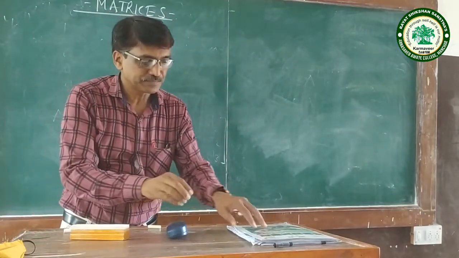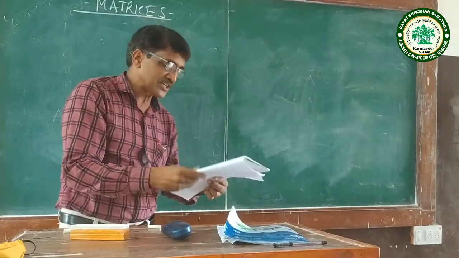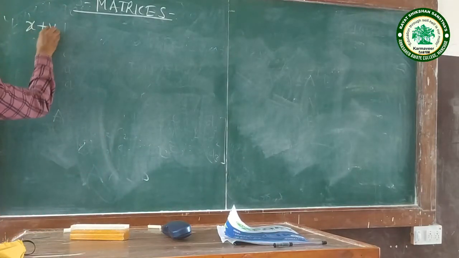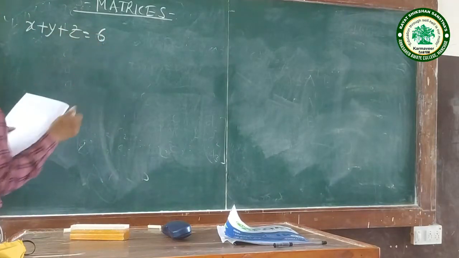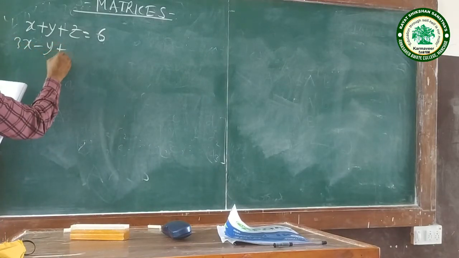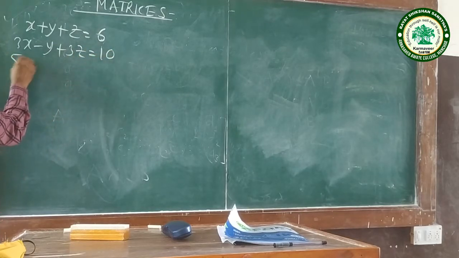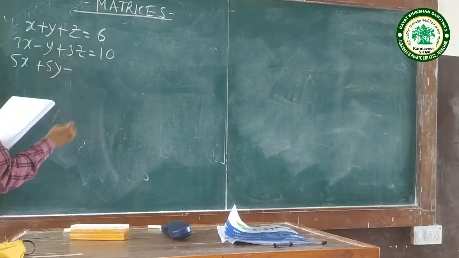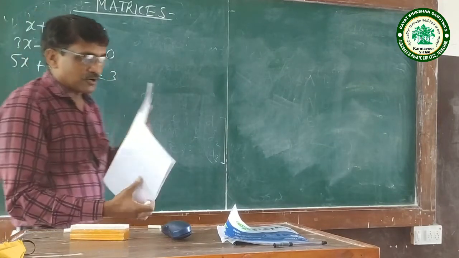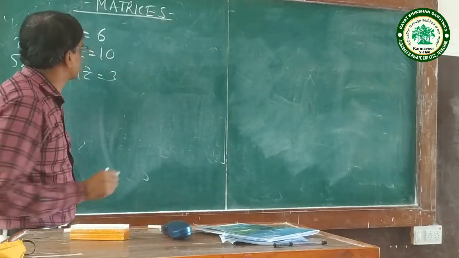Consider the three equations as x plus y plus z is equal to 6, 3x minus y plus 3z is equal to 10, 5x plus 5y minus 4z is equal to 3. Now let us solve these three equations using matrices.